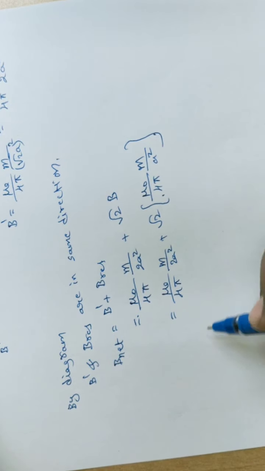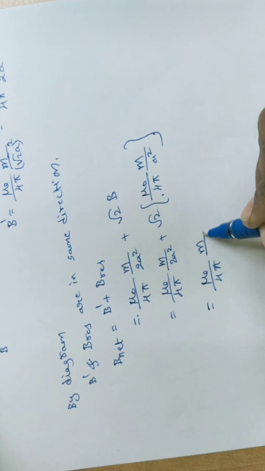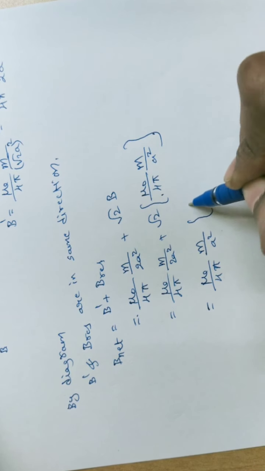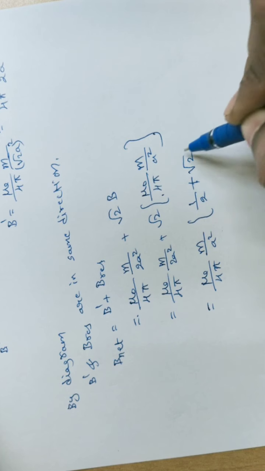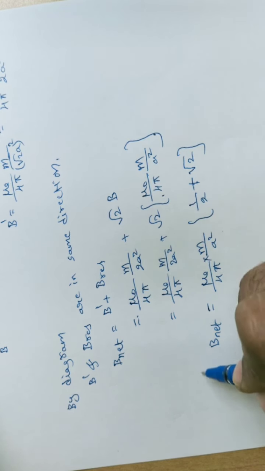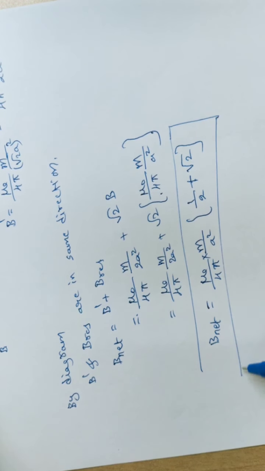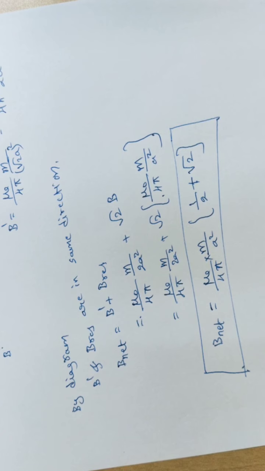So observe carefully here, mu naught by 4 pi is common, m is common and a square is also common. So finally we are getting 1 by 2 plus root 2. So we are getting B net value like this only. This is the resultant at the corner of the square. Okay students, all are identified this one, all are getting clarity about this one.